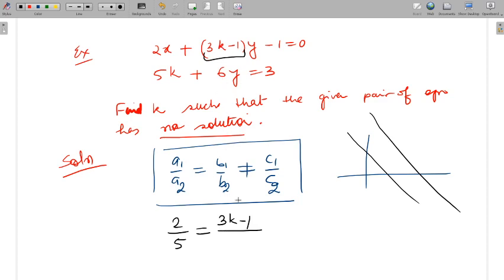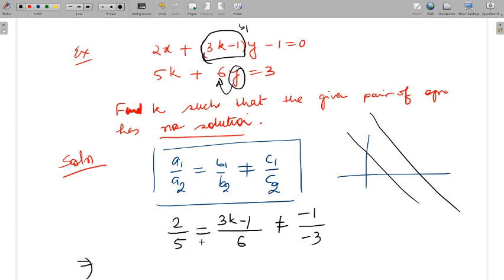B2 is what? B2 is 6. So the coefficient of y is B1, right? So the coefficient of y, this is B1, and here the coefficient of y is B2. And these constant terms, right here, minus 1 is here, and 3. Bring it this side. So minus 1, and this is what? Minus 3. And this will not be equal, right?